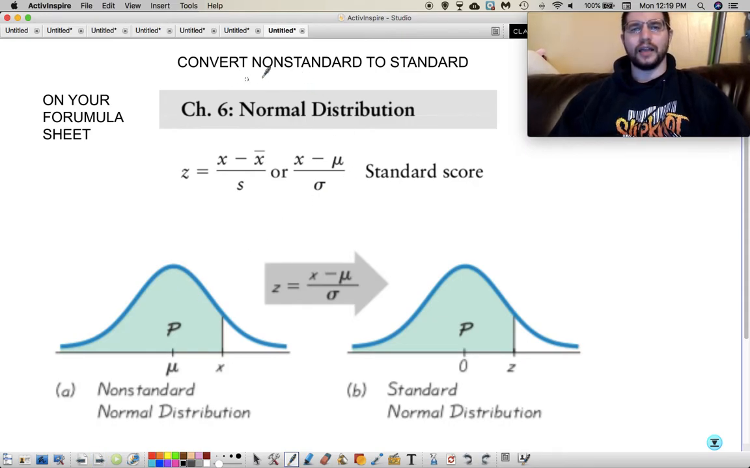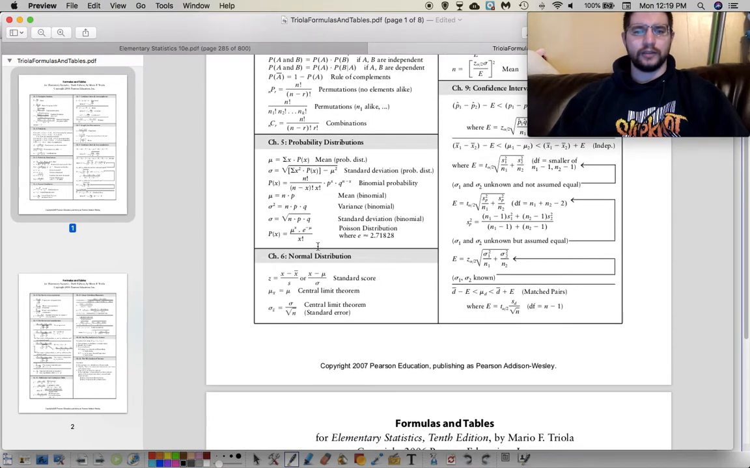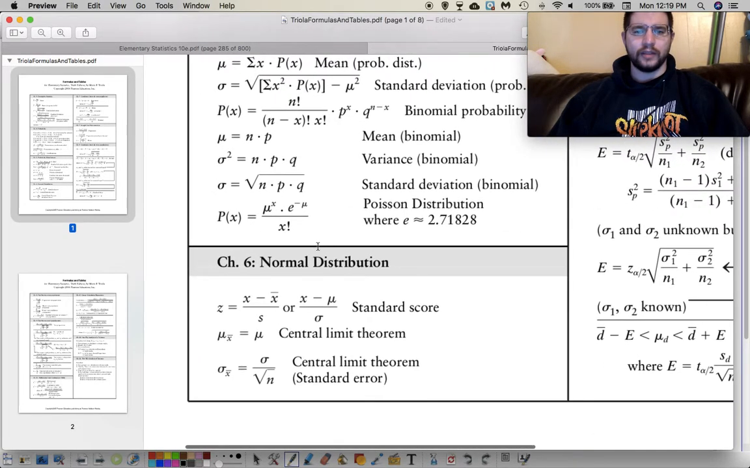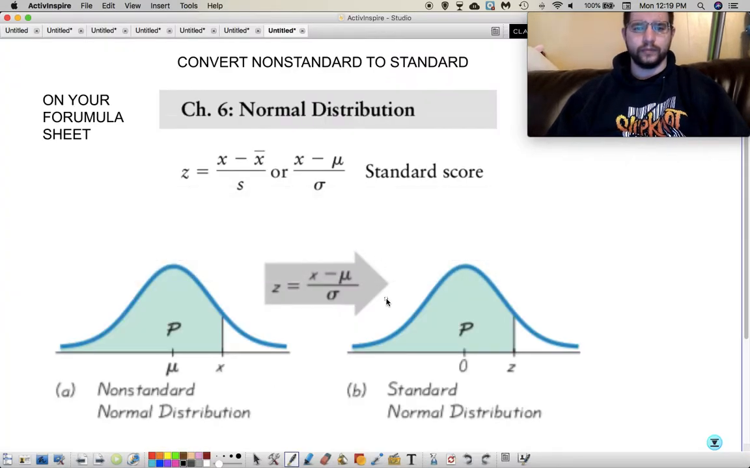So we also have non-standard normal distributions. If you look at your formula sheet, we're in chapter 6 right here. This is the formula you're going to use to convert it. I'll also drop the formula sheet in case you don't have yours for any reason. This is the formula to convert your value to a standardized z-score.